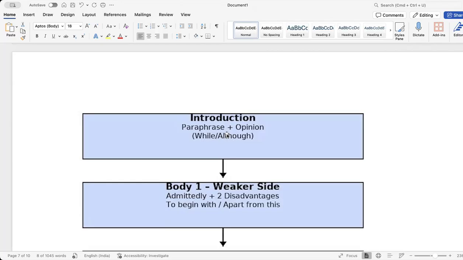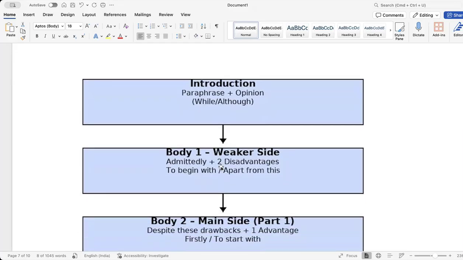After coming to the topic, we are going to do the brainstorming part. That is, we are going to think about our points, whether the advantages are more or disadvantages are more. After making an opinion, we are going to write our opinion in the introduction's second sentence using while and although. So you're going to write two sentences in the introduction. The first sentence is the topic, which you're paraphrasing and repeating, and the second sentence is your own opinion using while and although.